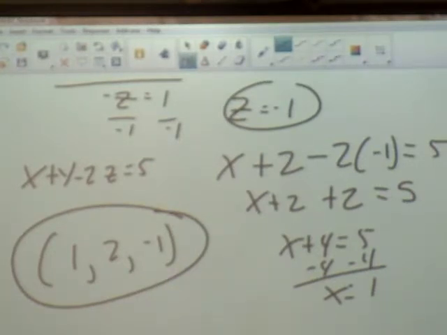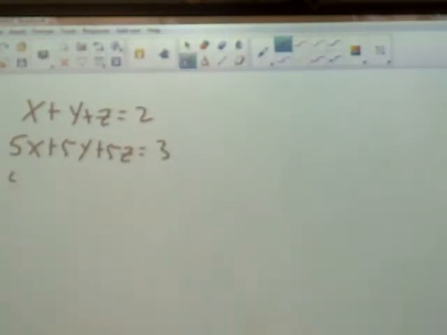Everybody done with what you need there? Alright, I've got x plus y plus z is equal to 2. 5x plus 5y plus 5z is equal to 3. 4x plus y minus 3z is equal to negative 6. So we don't have anything that's all the same, but that first one's got all ones, so it's easy to change something. So what do you want to get rid of? X's, Y's, or Z's? X.